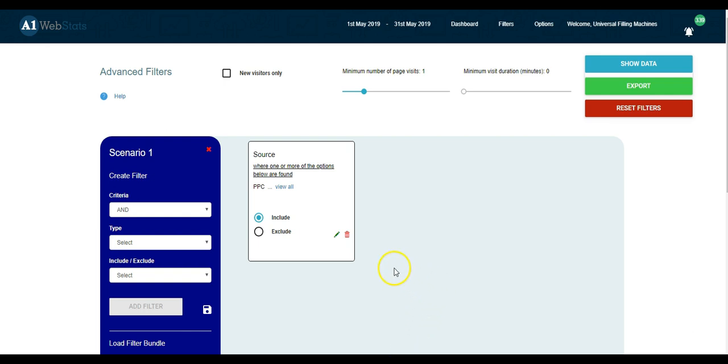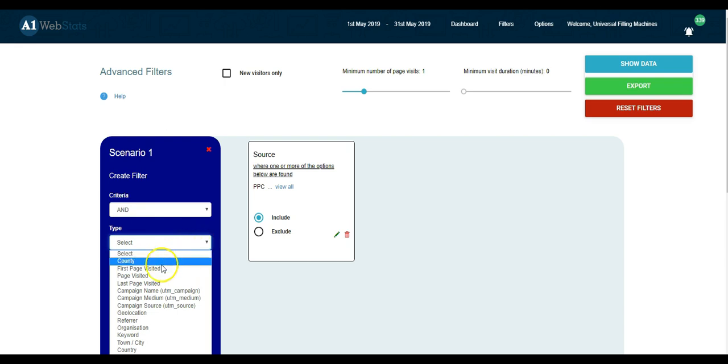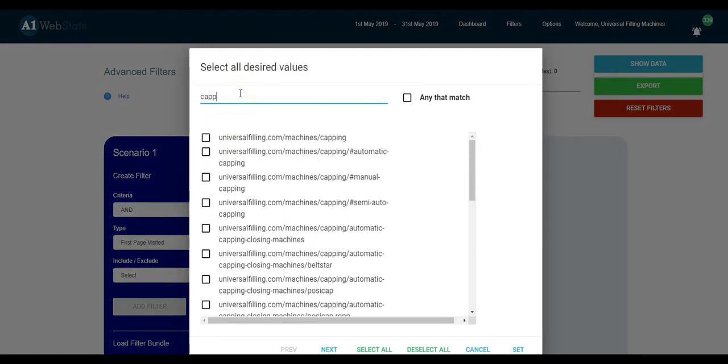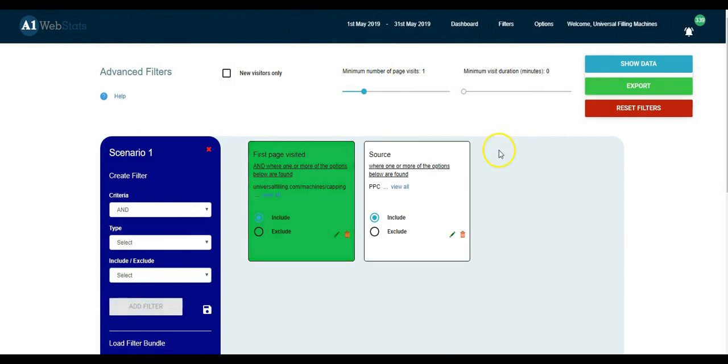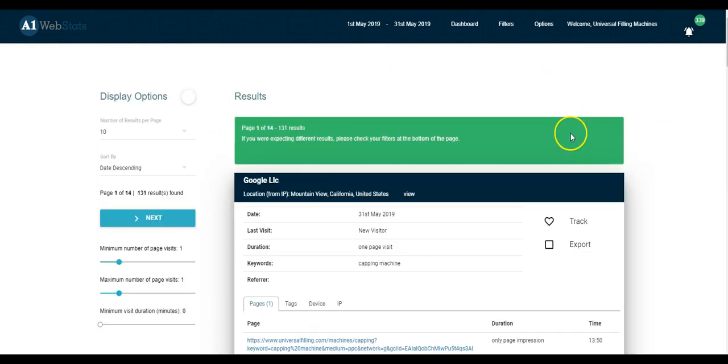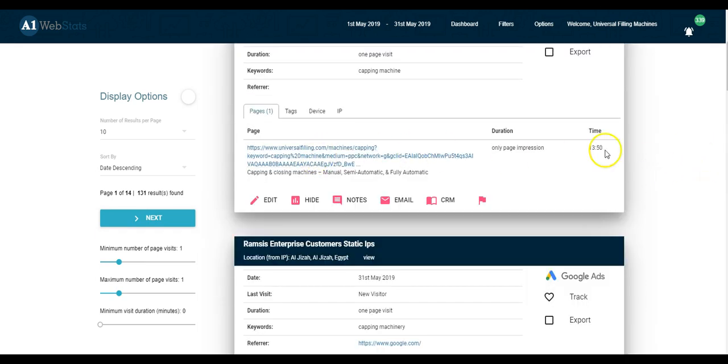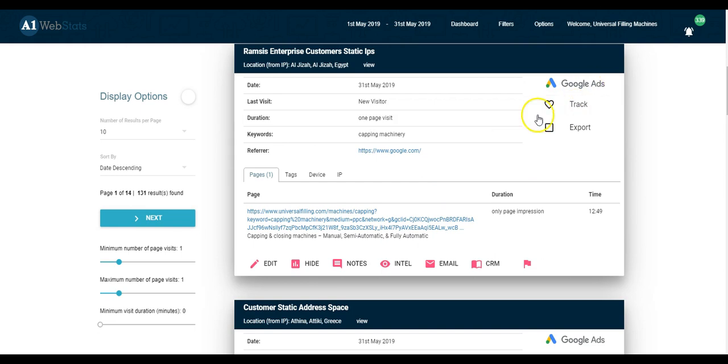So now we're back into the system, we're going to add an extra level in. We're going to focus on those people whose first page was the capping page. I'm going to run that data. This gives us those same 131 visitors who just went to one page and no further after coming in from Google Ads.